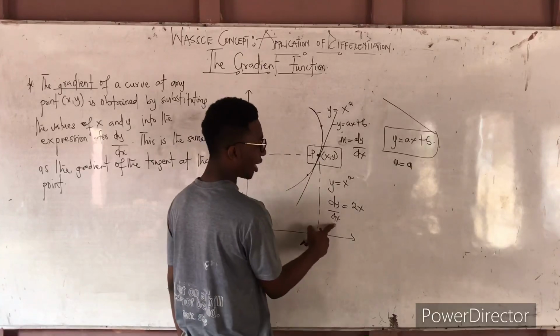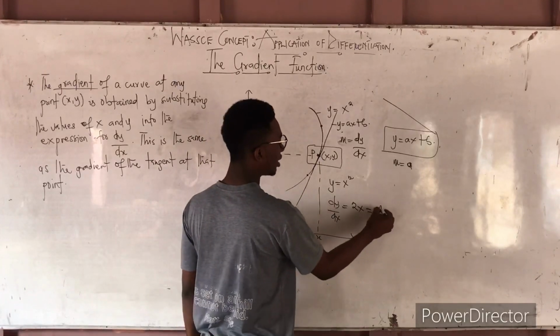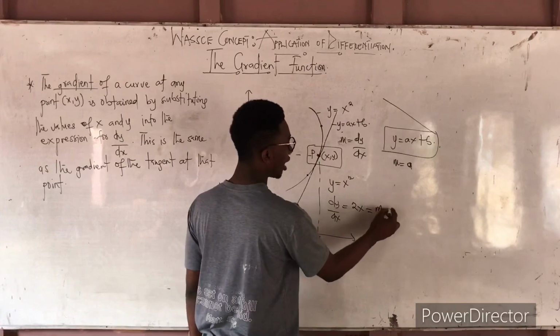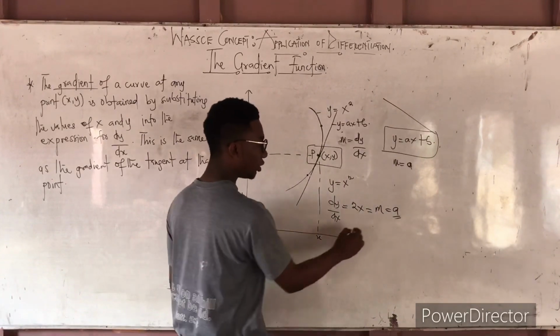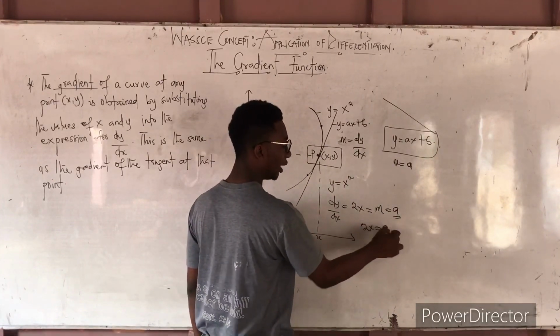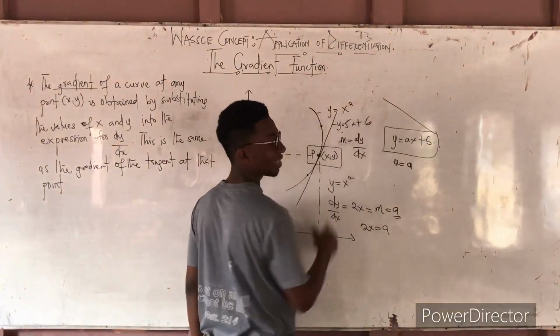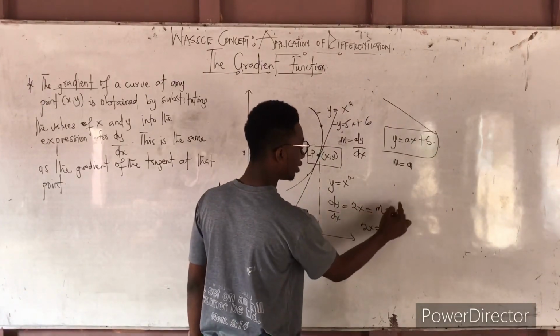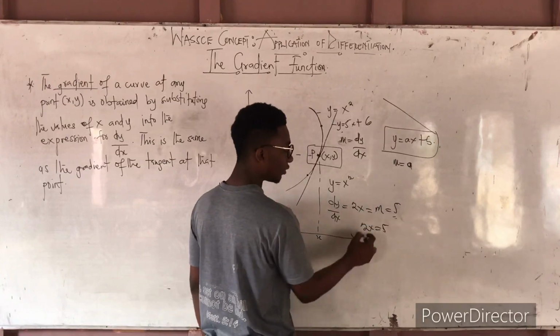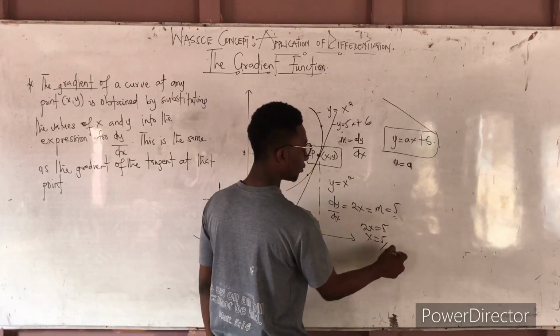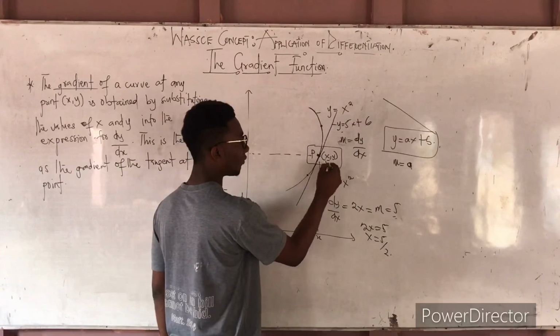Then the gradient to find the 2x is the same as the gradient of this tangent m, and that will give what? A. So therefore you can say your 2x is equal to A. So imagine this was a number. Let's say y is equal to 5x plus 6. Then your gradient will be 5, so 2x should be equal to 5, and you can find your x as what? 5 on 2, which will be the coordinate here, 5 on 2.